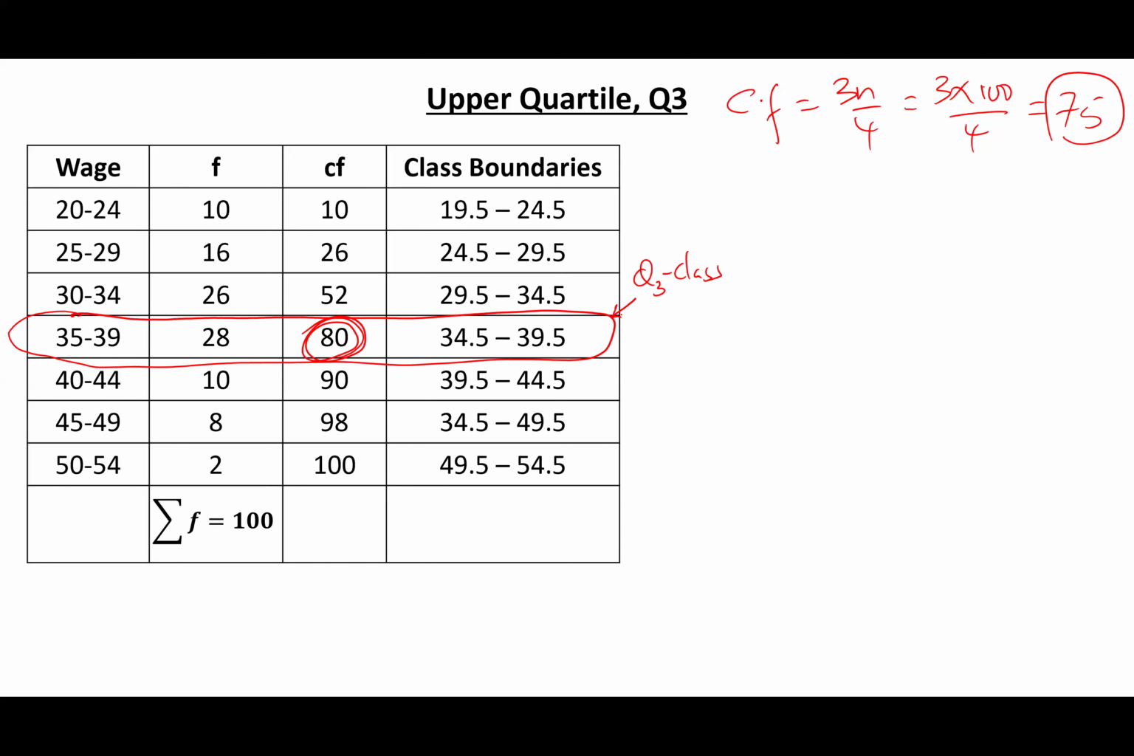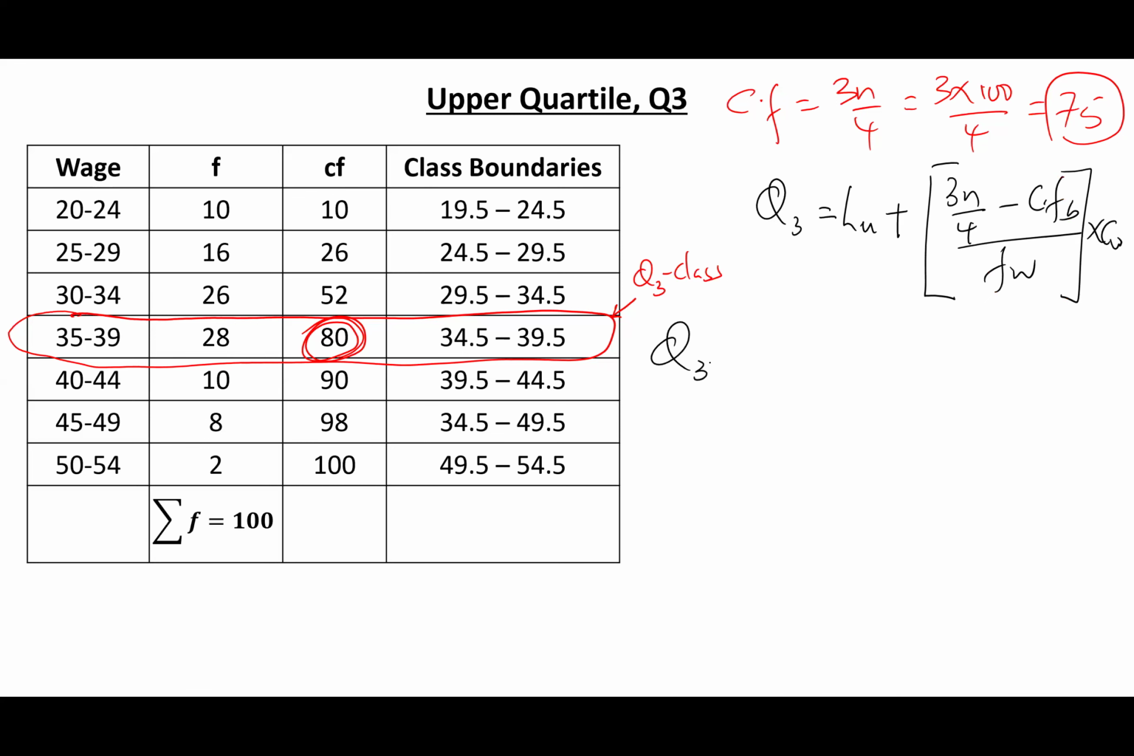So what we need for our formula, remember Q3 is LU plus 3n over 4 minus the cumulative frequency before, over the frequency within, times CW. The LU is the lower class boundary of the Q3 class, that is 34.5. The N is 100. The cumulative frequency before is 52. Then the frequency within is 28. So substituting, that's going to be 34.5 plus 3 times 100 over 4 minus 52 over 28.